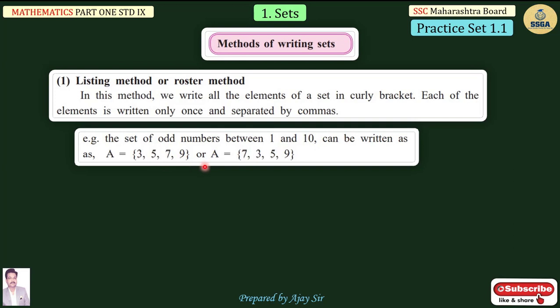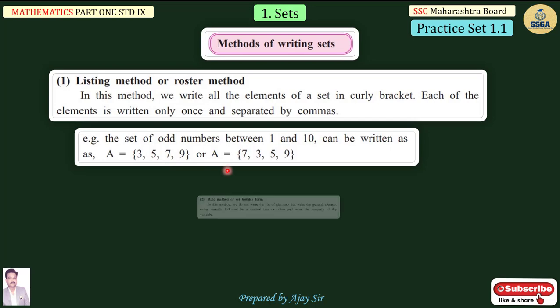So these are the odd numbers; we can write them in any order. 7 we can write first, then 3, 5, 9, but there is no repetition. Only one element you have to write once, or one time only. So this is called listing, meaning we write the whole list of the elements separated by commas.